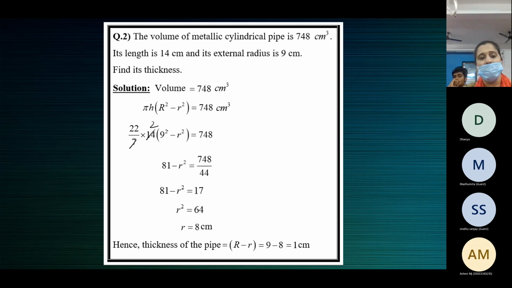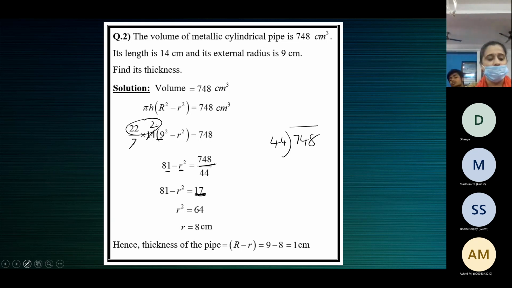See, all this cancelling I can't show when I type, but you should do it in your book. Now this is 22 into 2, 44. What will happen to this 44? It comes to the other side for division. So 748 by 44, and here 9 square is 81 minus r square. When you divide 748 by 44, or you can even cancel, you get 17 as the quotient.